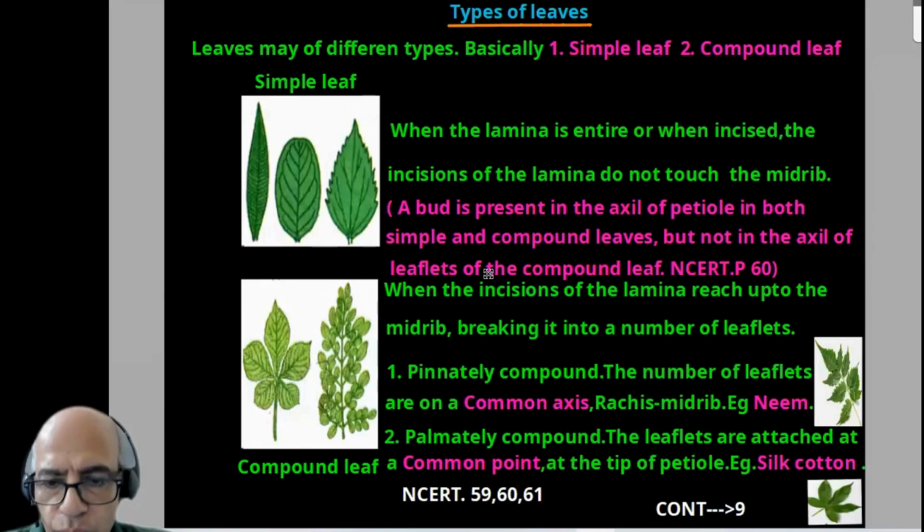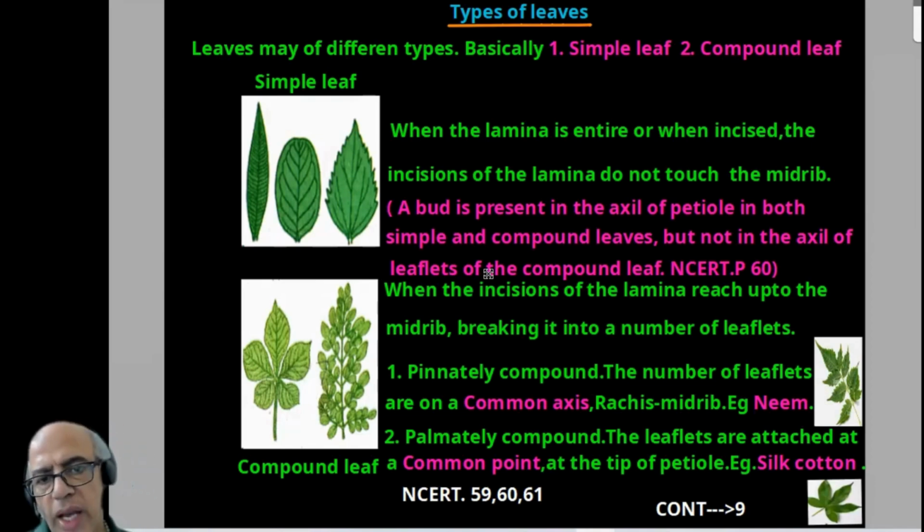Next is types of leaves. When we come to types of leaves, leaves may be of different types. For us, basically 2 types, simple leaf and compound leaf. Both the diagrams and descriptions are given, so it will be easy for you. Any important item is separately given in a separate color. So simple leaf means when the lamina is entire, or if it is incised, the incision of the lamina does not touch the midrib. That is simple leaf.